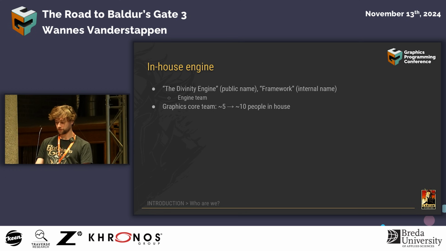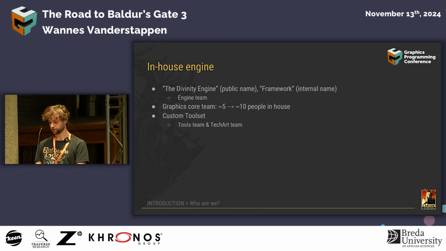The graphics core team was about 5 people in the beginning of development, and it grew to around 10 people. It's quite hard to put an exact number on it, because some people work across different departments a bit. We also have our custom toolset, which is obviously made by the tools team, but also the tech art team. They are responsible for our importers, exporters, and anything that's related to our DCC tools that we use. And of course, there's a lot of collaboration with all the other teams.